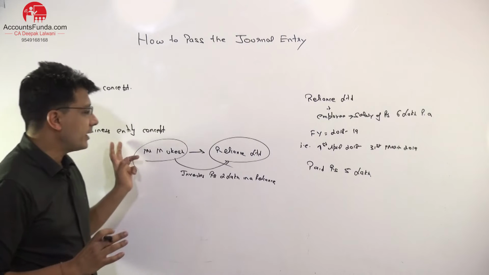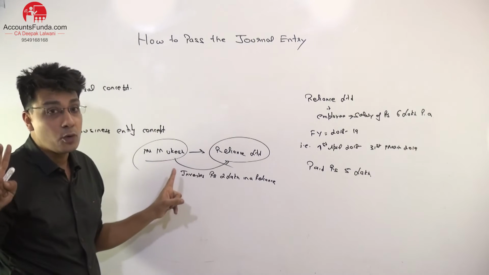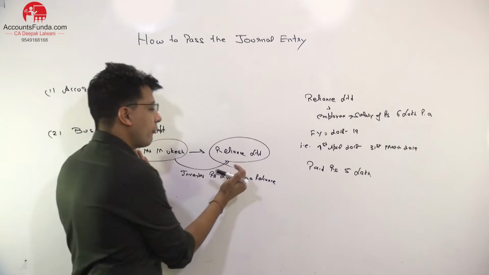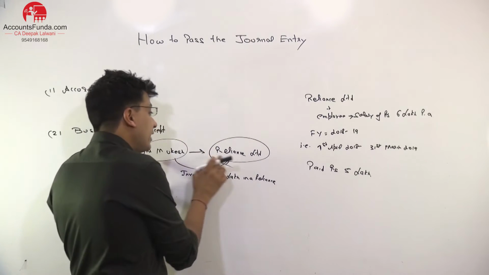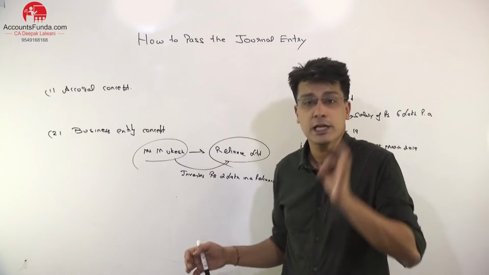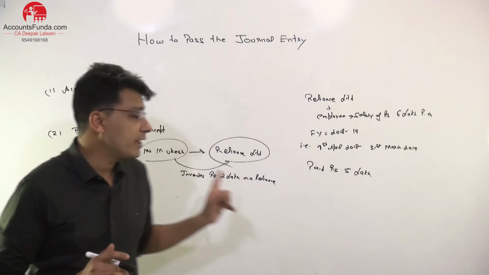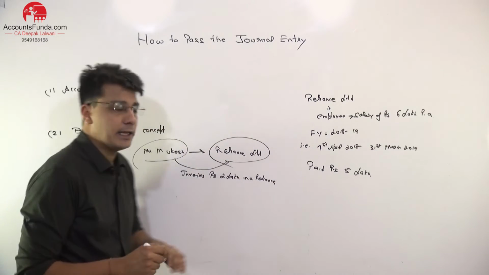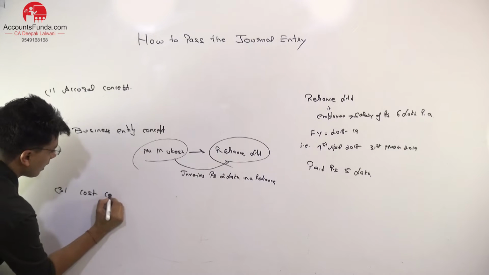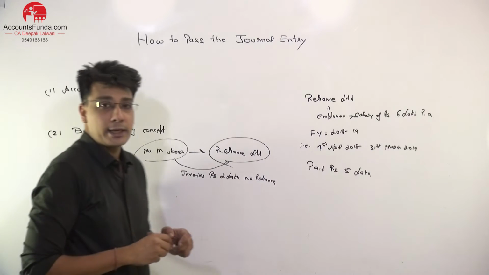What does the business entity concept say? The business and the owner are two different entities. Never mix and match. You cannot assume that they are one entity. Even if Reliance Limited is 100% owned by Mr. Mukesh, you still have to record the entry as if they are two different entities. Okay. What about the third concept? The third concept is called the cost concept. What is the cost concept? It is a very important concept.